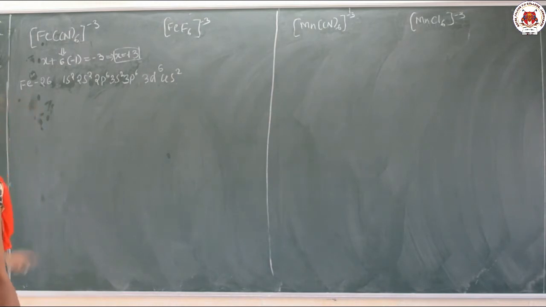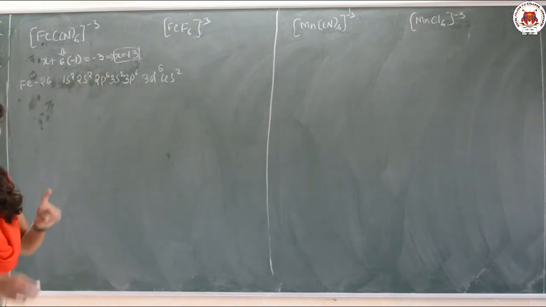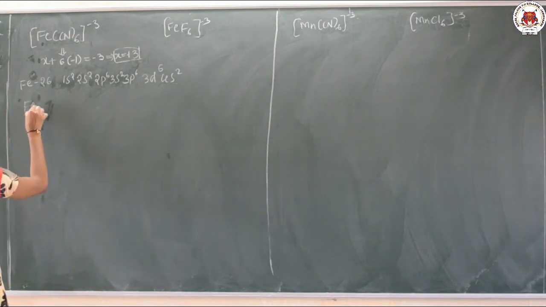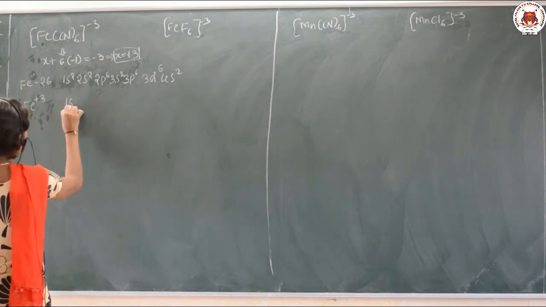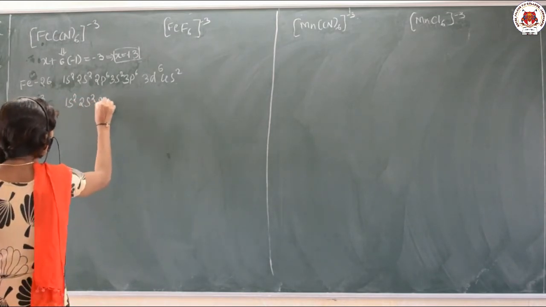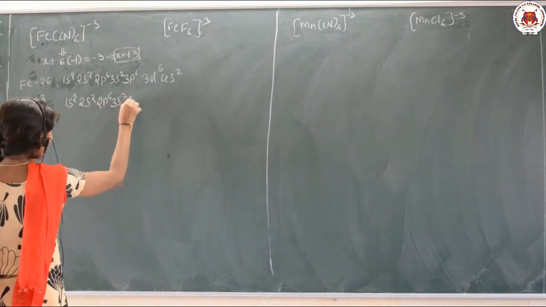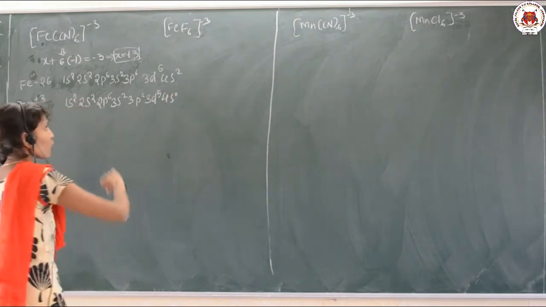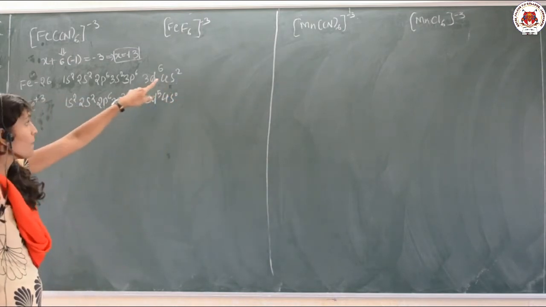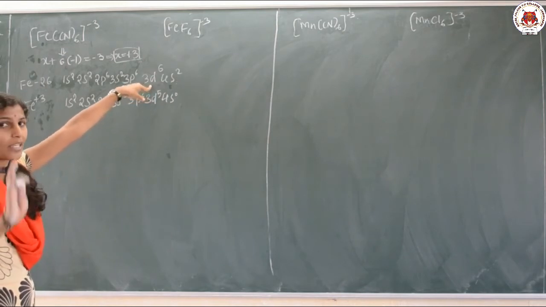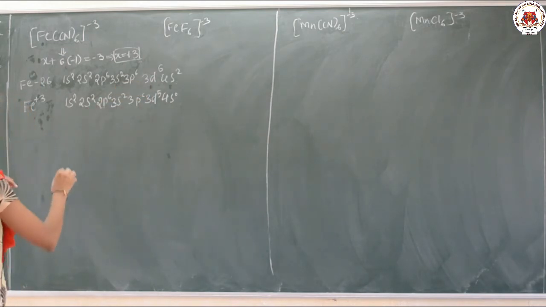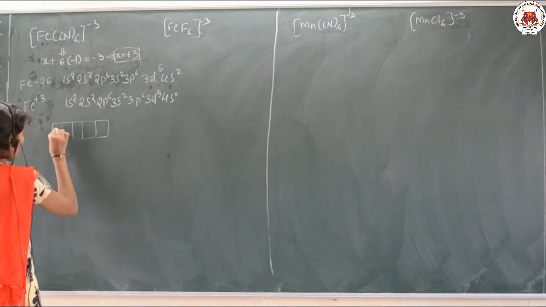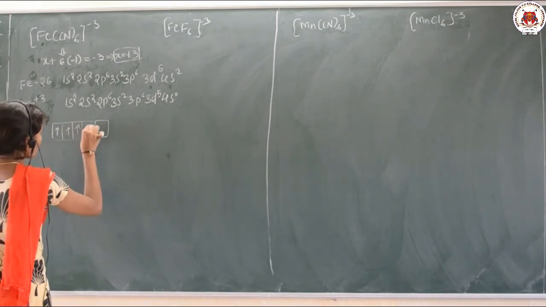So, it is in the plus 3 form, which means we have to remove 3 electrons from the outer shell. Fe is in the form of Fe plus 3. So, the configuration will be 1s2, 2s2, 2p6, 3s2, 3p6 and then 3d5, 4s0. Am I correct? 3 electrons I have removed, 2 electrons from the 4s orbital and 1 more electron from the 3d. Totally 3 electrons are removed. Now, 3d5 is the configuration: 1, 2, 3, 4, 5.